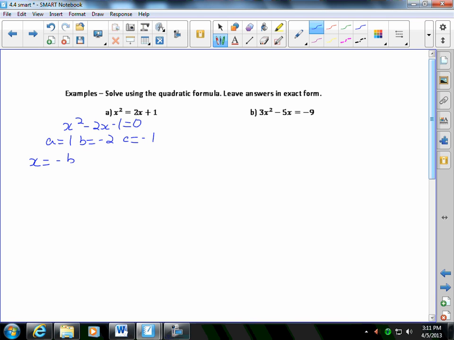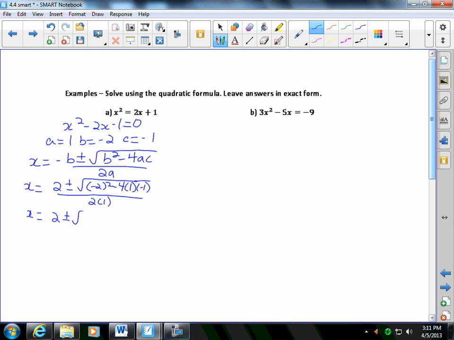So x is equal to negative b plus or minus the square root of b squared minus 4ac, all over 2a. Negative b means I have a positive 2, because negative times negative is positive, plus or minus the square root of negative 2 squared minus 4 times 1 times negative 1, all over 2 times 1. So 2 plus or minus, negative 2 squared is 4. Negative 4 times 1 is negative 4, times the negative 1 is a positive 4.